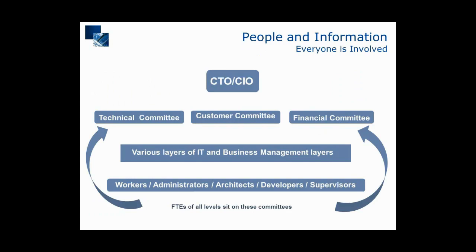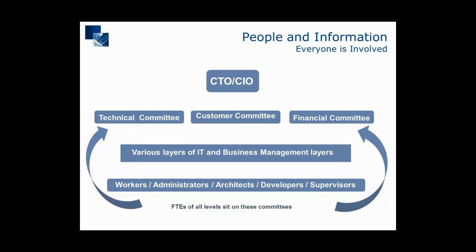So let's talk about people and information. If this was the perfect world scenario where everyone got along and talked, you'd be looking at the CTO or the CIO needing information. They need to make the decisions that do the budget. So how do they get this information? Well, they need to get the information from the bottom up, after they communicate from the top down what the goal is. What is your direction? What is going to be your policy? How are you going to drive it? So if you have a technical committee, a customer committee, and a financial committee, people from the different layers down can sit on those committees.